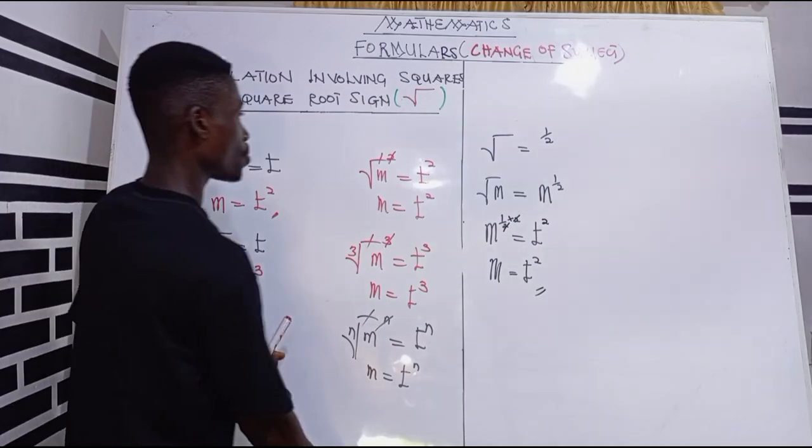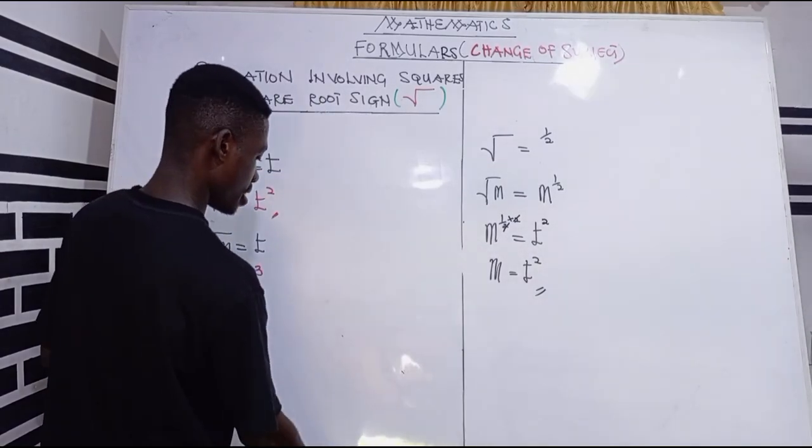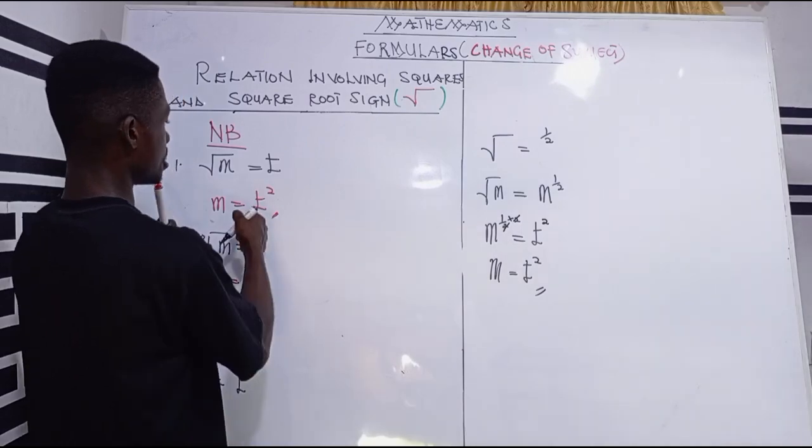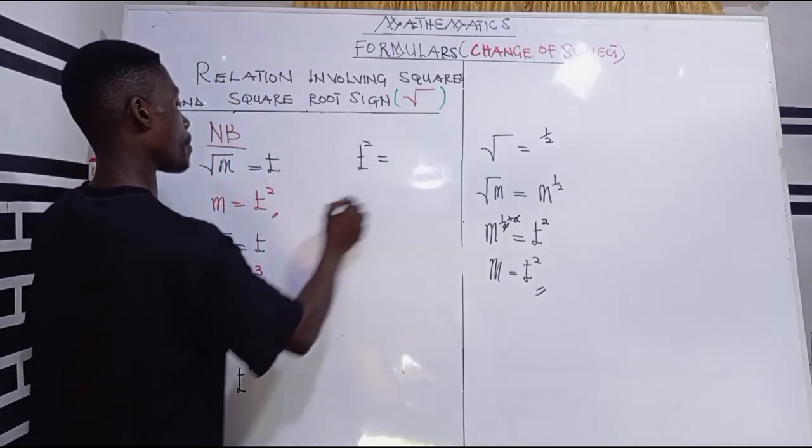Okay. Now also when you have, let's say, t power 2, t power 2 is equal to m.